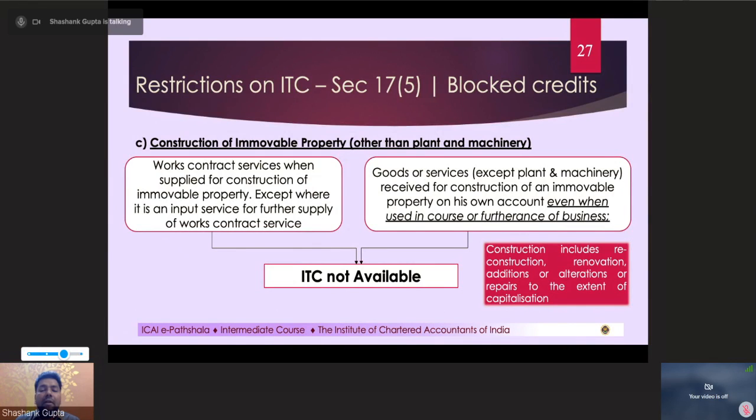Law says, no, sir. Goods or services received for construction of an immovable property on his own account, even when used in the course of furtherance of business. That is, suppose you are building an office, a 3-storied lavish office, and the office will be used, of course, for professional purposes. Even then, the law says no credit whatsoever shall be available.